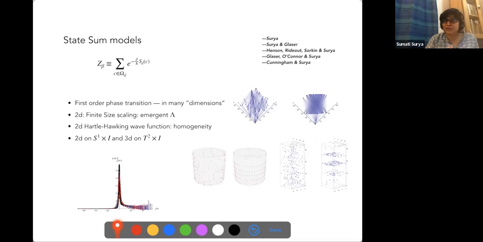Okay, so in the 2D case, we also did a very nice Hartle-Hawking kind of calculation. We calculated the wave function of the universe, the 2D universe, and we found some interesting features there. Again, the wave function is peaked on certain geometries, which are very similar to those reflected in the phase transition.